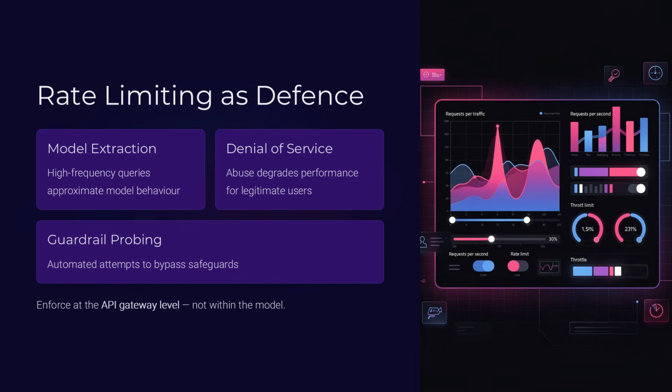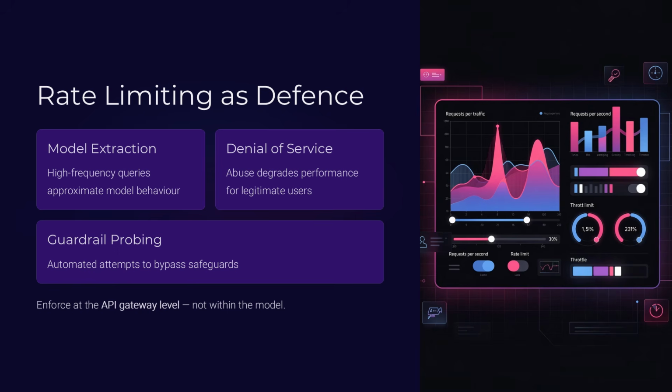Rate limiting is a traditional control that gains new importance in generative artificial intelligence systems. Repeated high-frequency queries may indicate model extraction attempts, denial of service efforts, or automated probing of guardrails. By enforcing query limits per user or per token, you reduce the risk of systematic abuse. Rate limiting also protects resource availability. Generative artificial intelligence models are computationally intensive. Abuse can degrade performance for legitimate users.